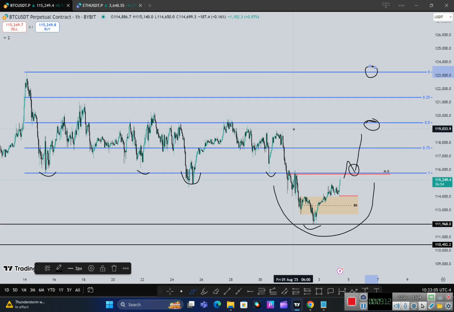So this is the trade and plan for Bitcoin going into this week. Hopefully this plays out well.